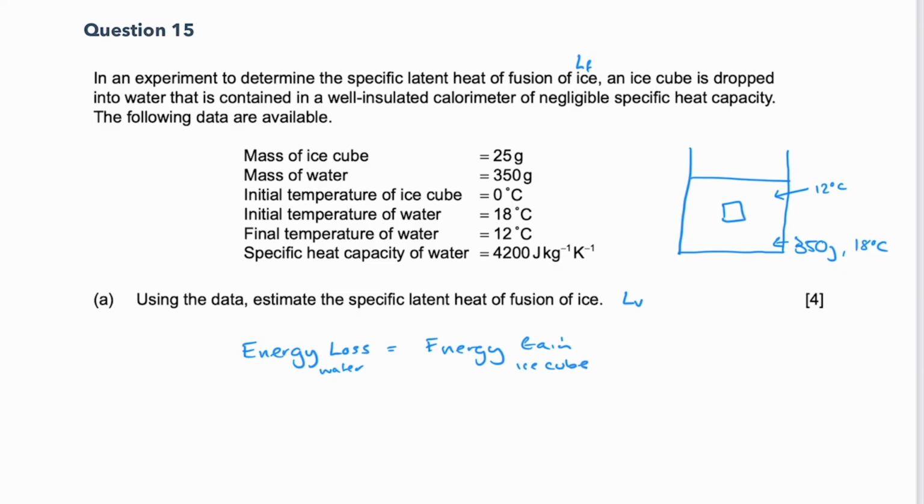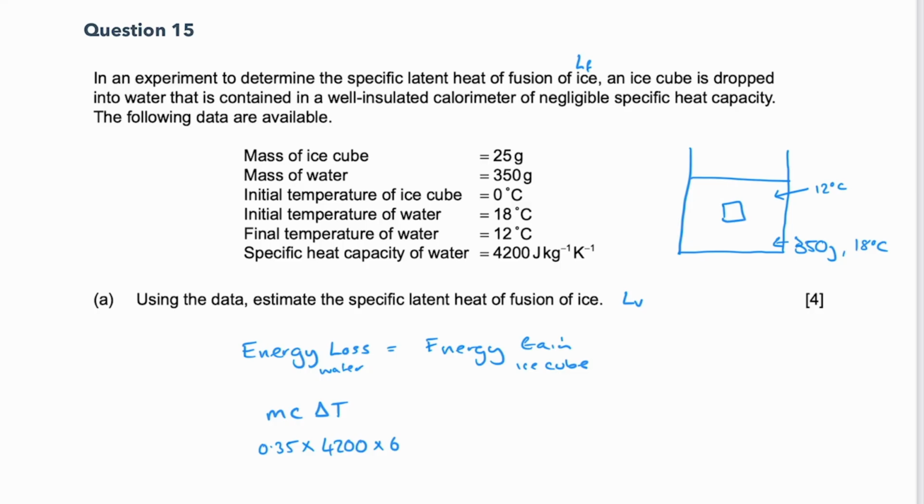Now what energy is lost by the water? Well, it's losing heat energy. And the equation for that is mcΔT. So the amount of heat energy it's losing is 0.35 times 4200 times the change in temperature, and it's losing 6 degrees.